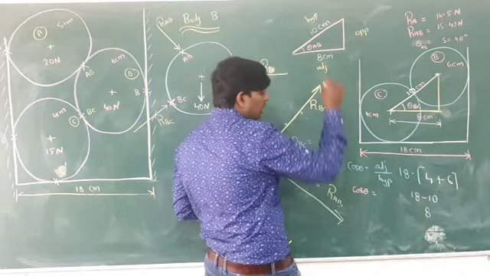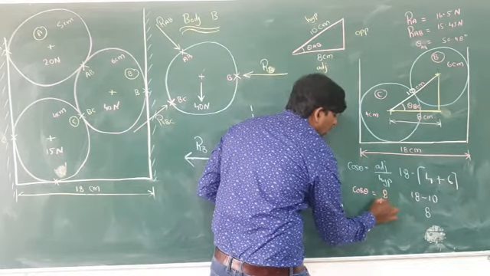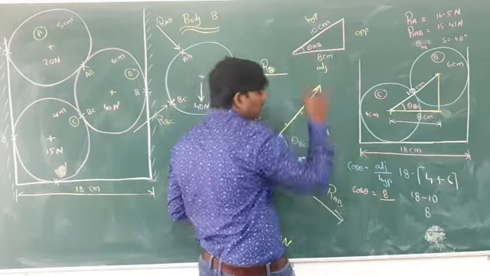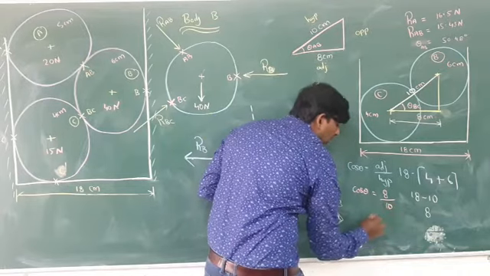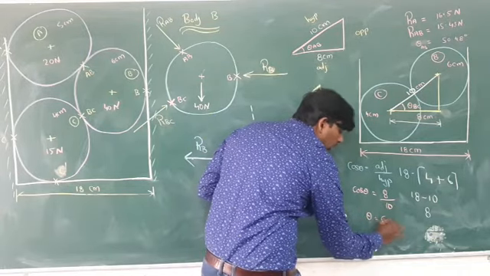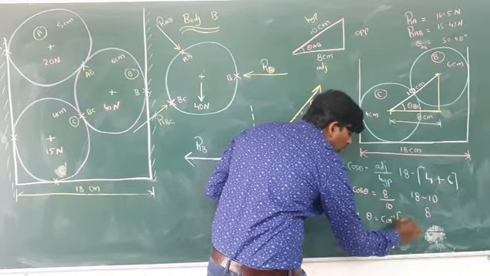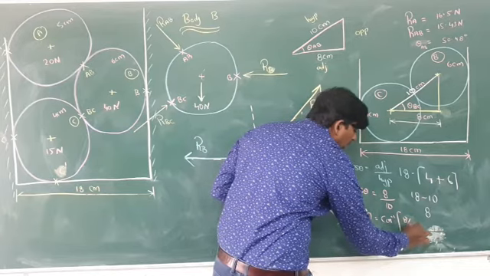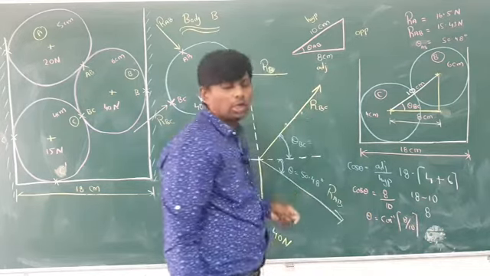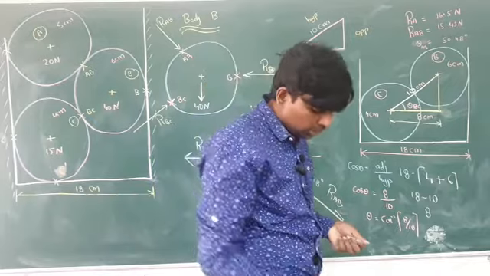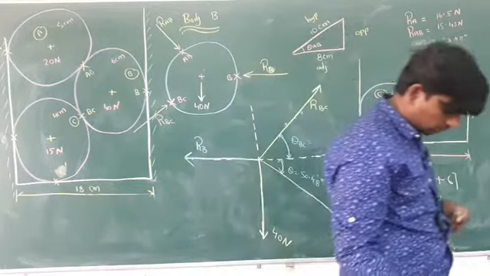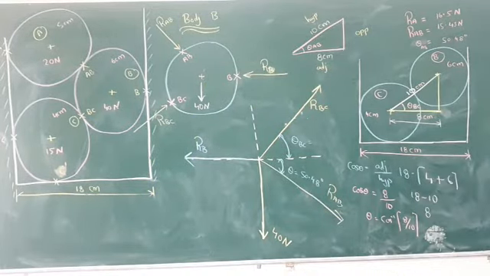how much? 8 is there. So write down here 8. Hypotenuse value is equal to how much? 10 centimeter. So theta is equal to cos inverse of 8 by 10. With the help of calc you have to find out how much theta is there. With the help of calc easily you can find out that.